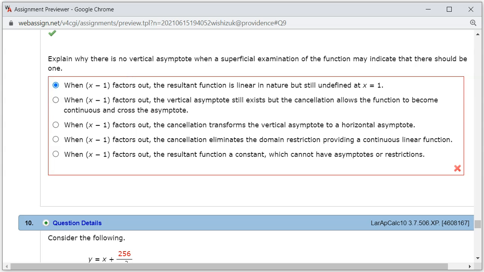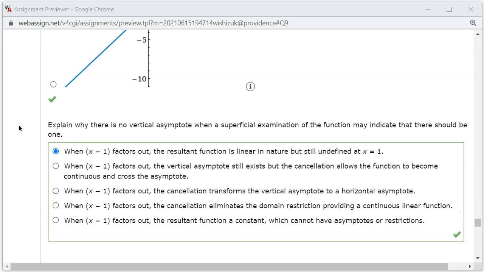All right, let's check the answer. I came back and looks like we got the correct answer there. All right, that's it. I hope that this was clear.